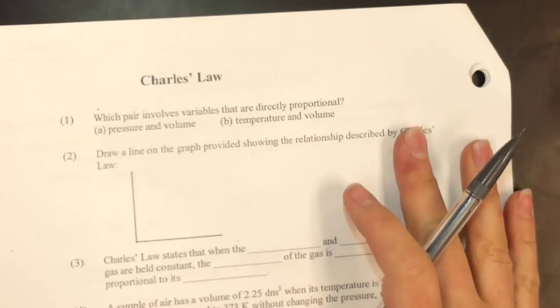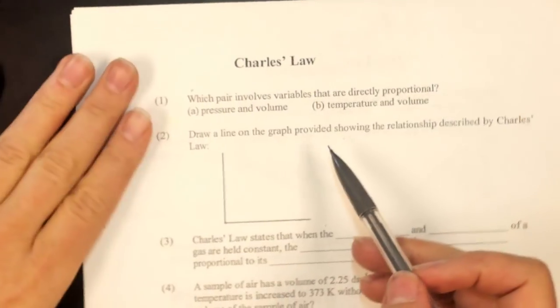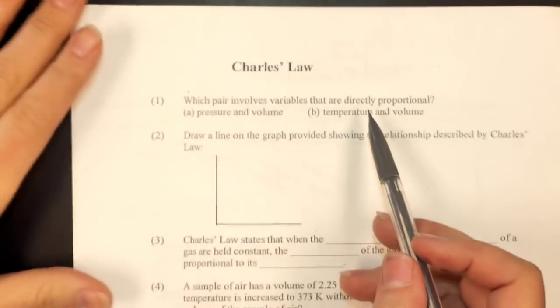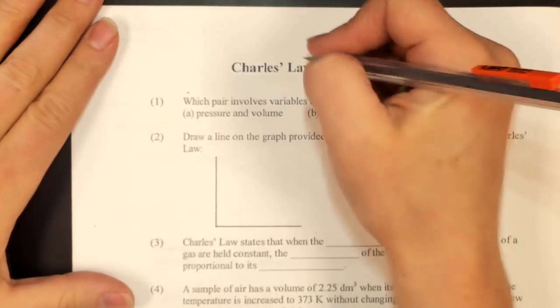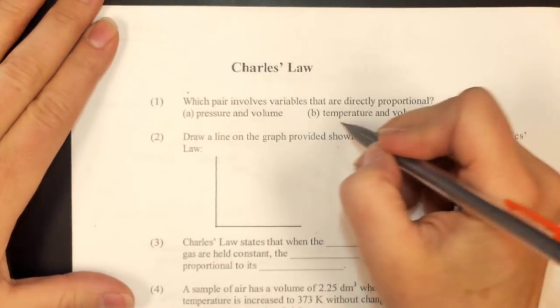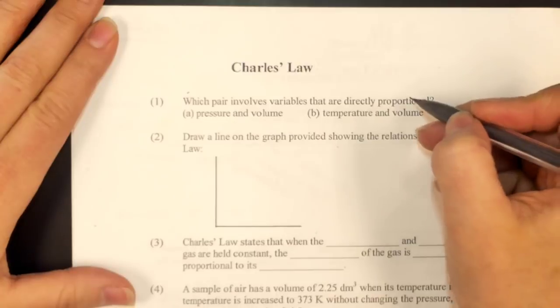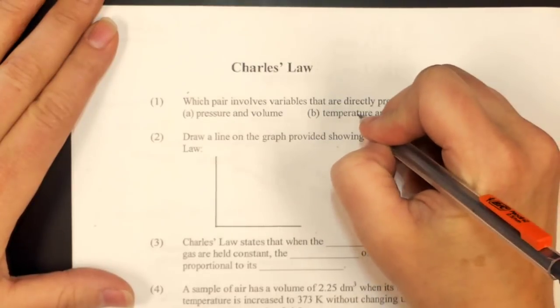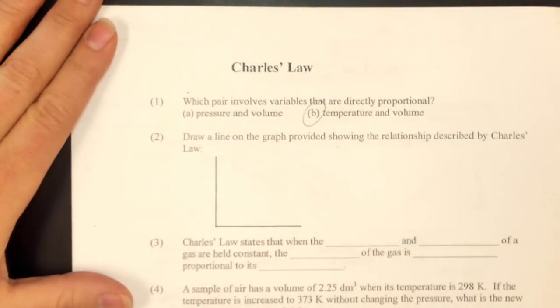So let's look at your packet. We go to the Charles's Law handout. Which pair involves variables that are directly proportional? Hey, that's what we just studied. Charles studied temperature and volume. We did the balloon. This was the volume of the balloon. This was the Bunsen burner. So we're talking temperature and volume.